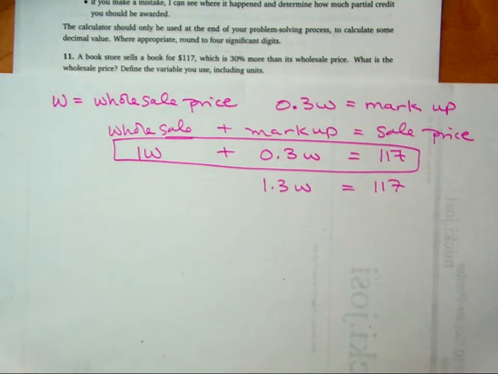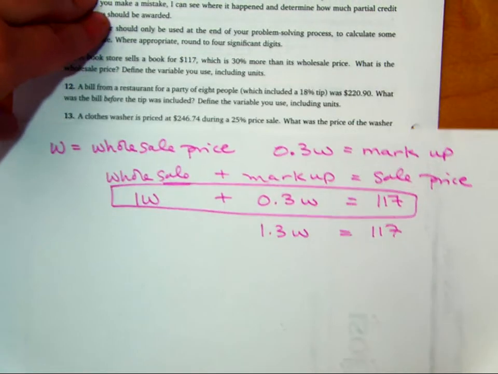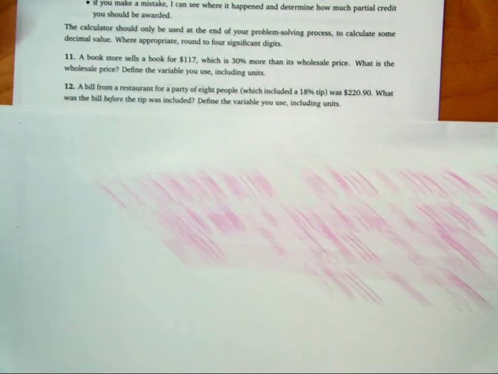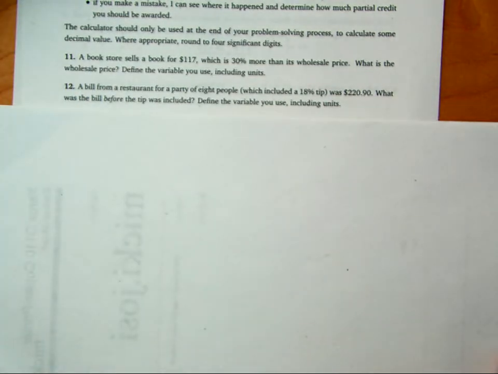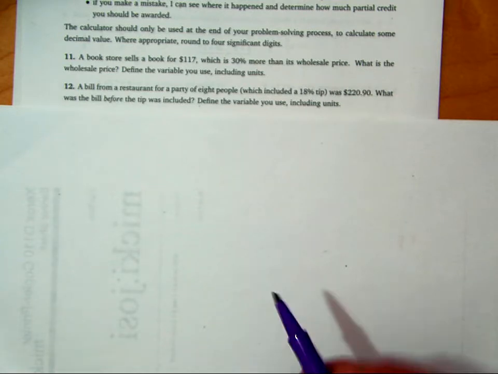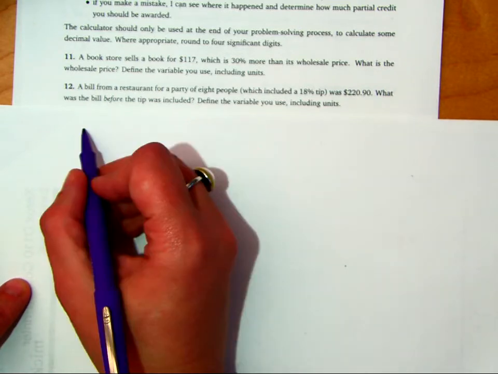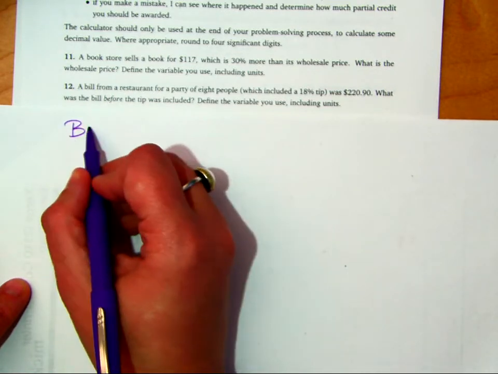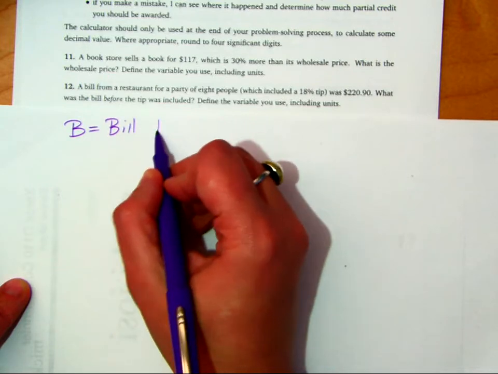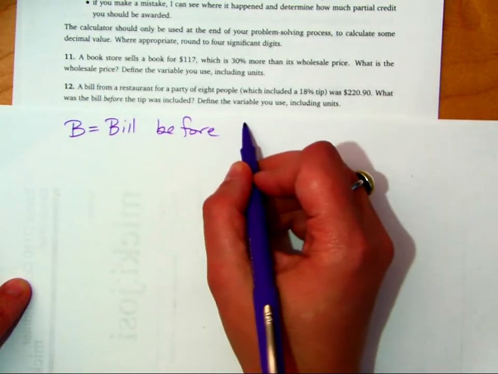Okay, so that was number 11. Let's go to the next one, number 12. A bill from a restaurant for a party of 8, which includes an 18% tip, is $220.90. What was the bill before the tip was included? Again, we want to define the variable. So that's going to be always step 1, defining the variable. What variable do you want to use? Maybe B. This was the bill before the tip.